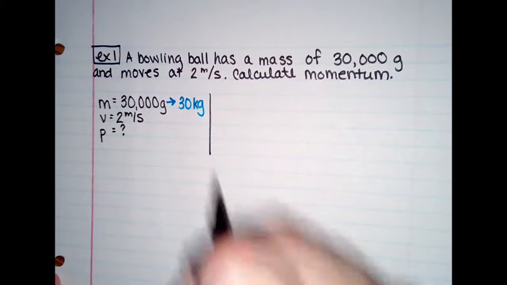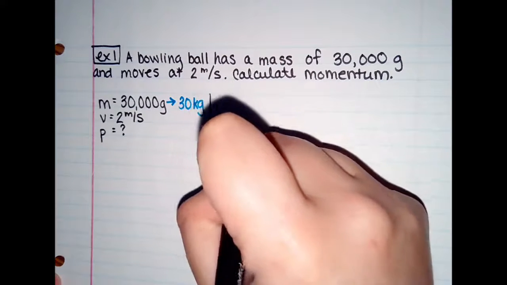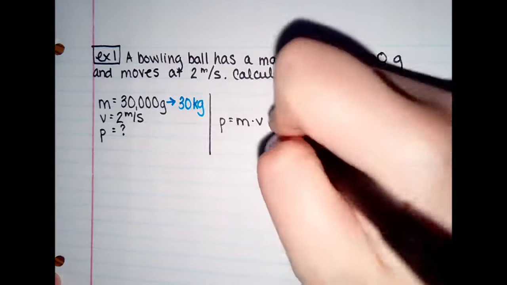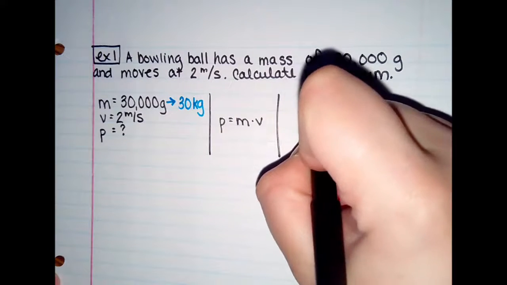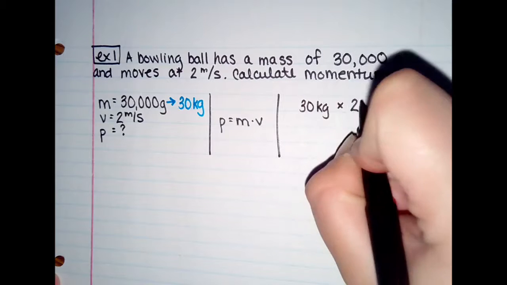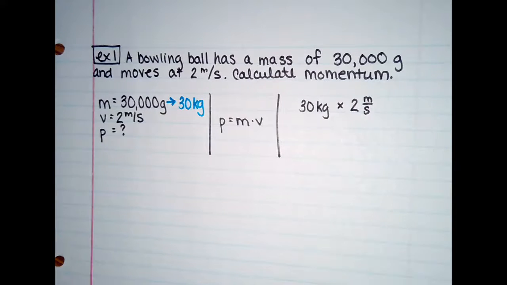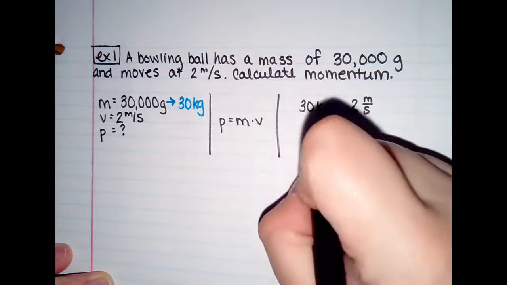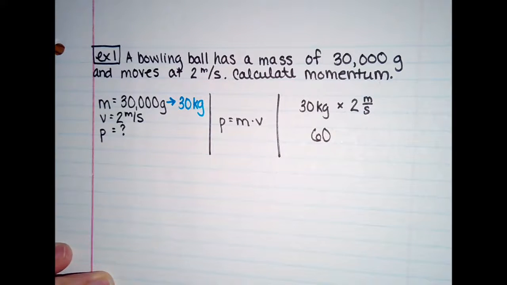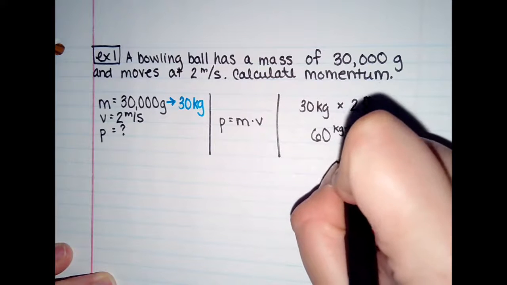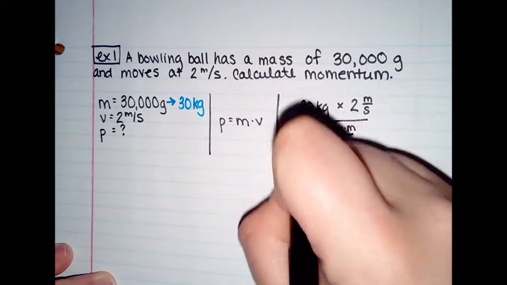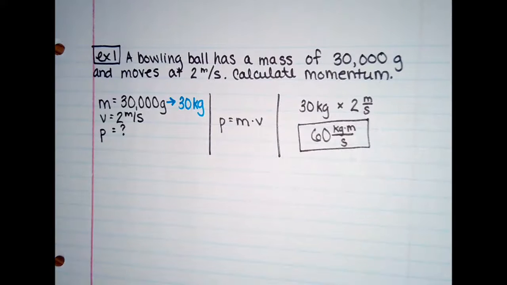My formula is momentum equals mass times velocity. 30 kilograms times 2 meters per second. I hear calculators and that makes me sad. 30 times 2 is 60. All right, and our units are kilogram meter per second.